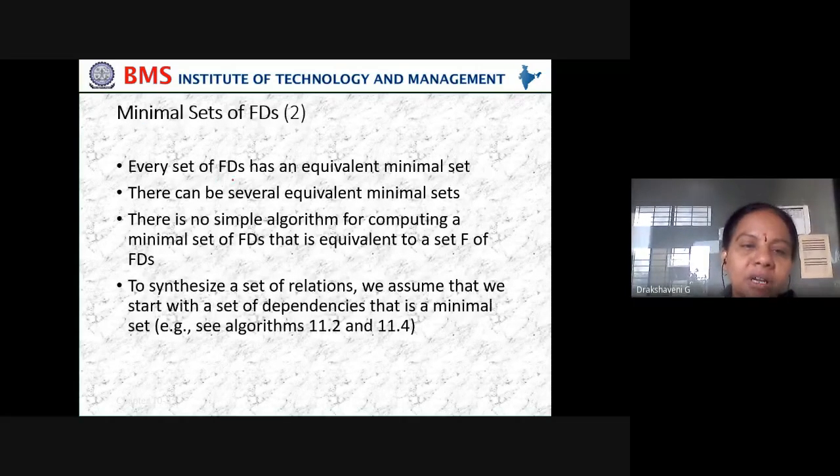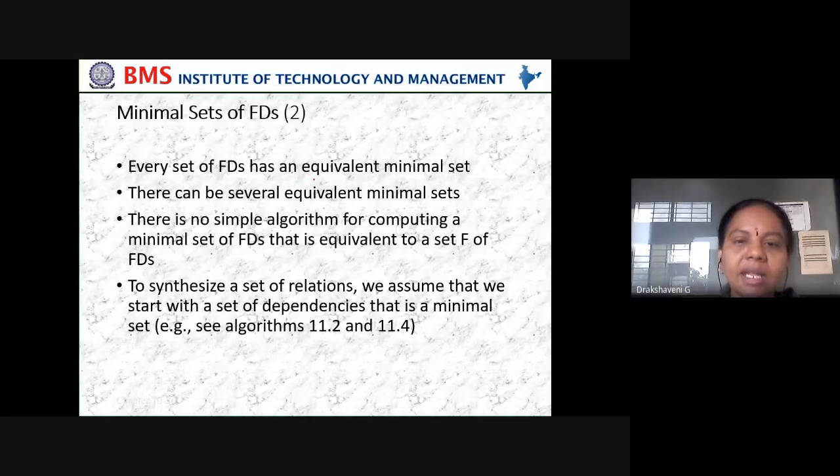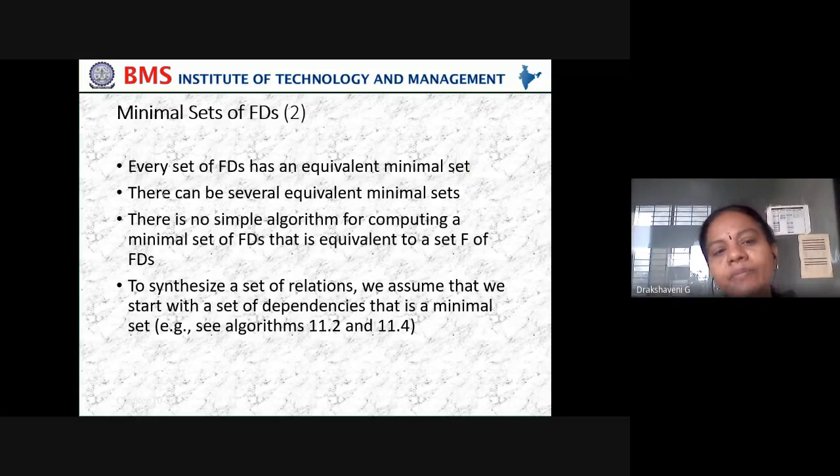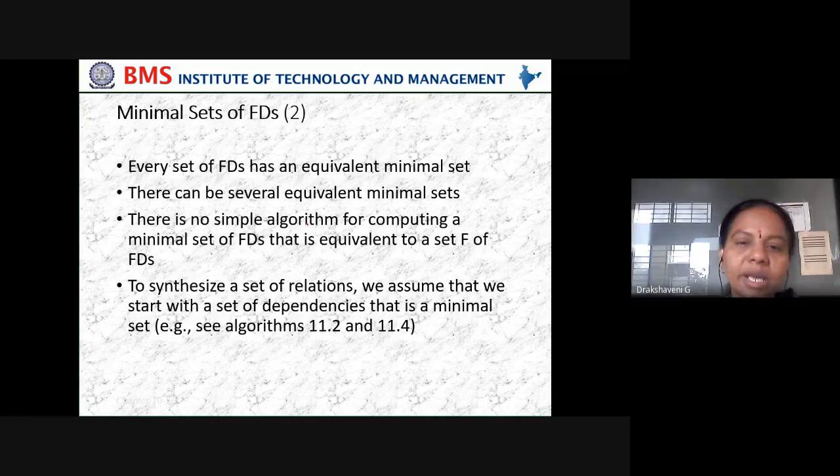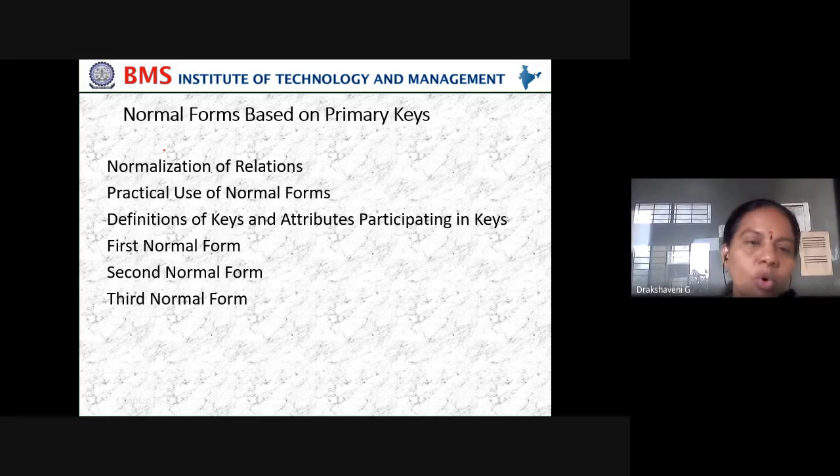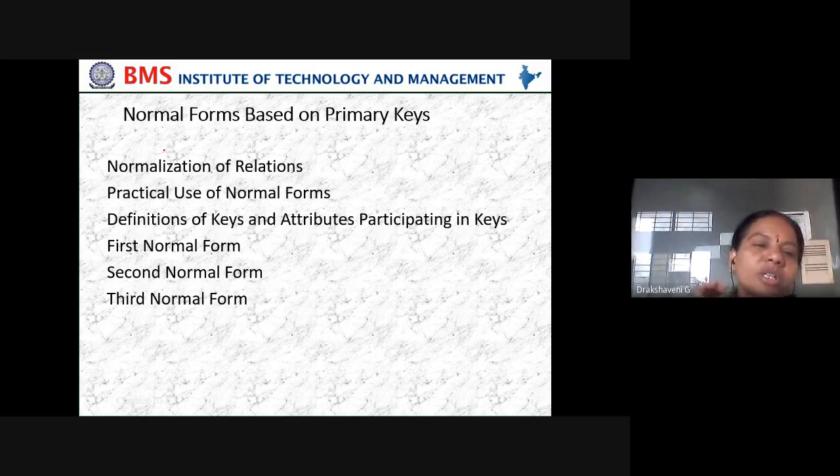Every set of functional dependencies has an equivalent minimal set. There can be several equivalent minimal sets. There is no simple algorithm for computing a minimal set of functional dependencies equivalent to a set F. To synthesize a set of relations, we assume that we start with a set of dependencies that is a minimal set. Next, we move on to normal forms based on primary keys.